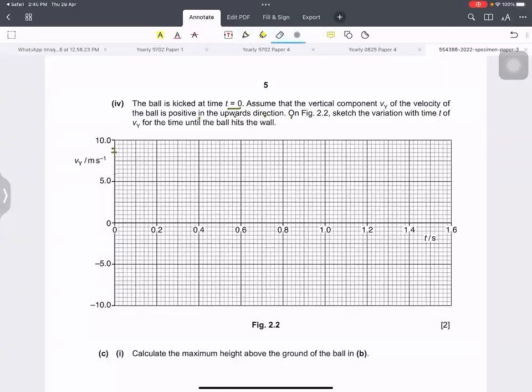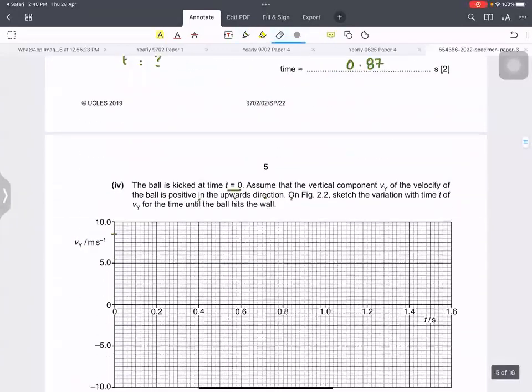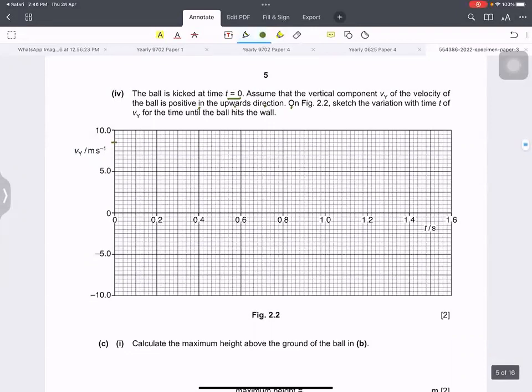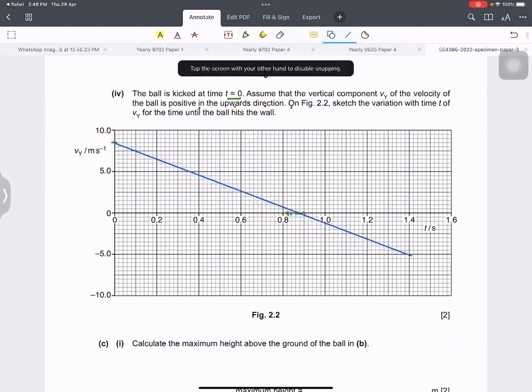So I found 8.5. So your line should start from here and it should pass 0 at 0.87. So 0.87 would be 2, 4, 6, 8, somewhere here. And then all you need to do is take a straight line and extend it till 1.5, like this. So that should be the line. It is straight because the gradient would be minus 9.81, you should remember.